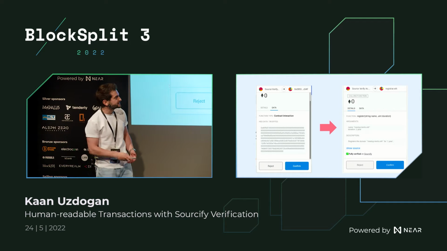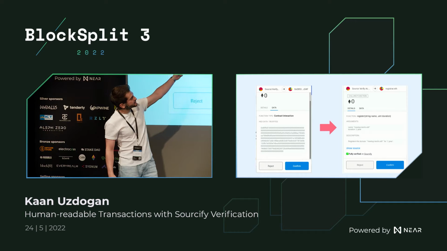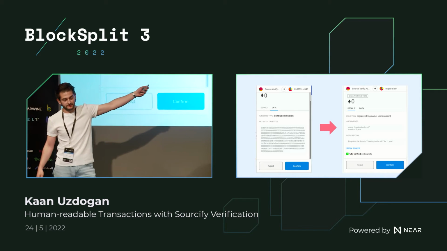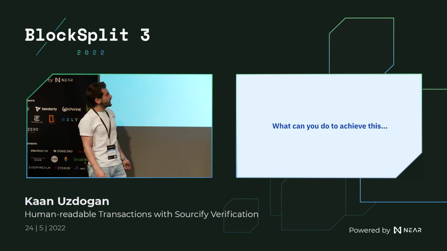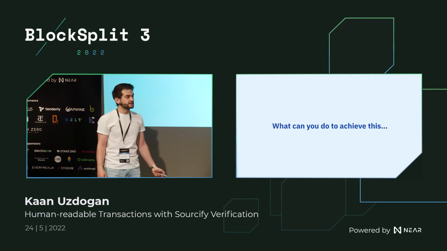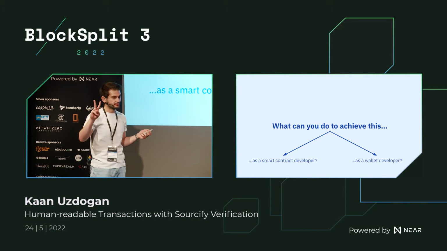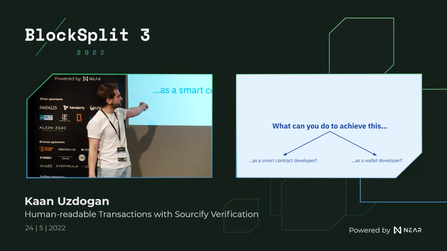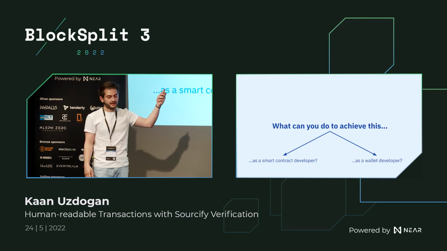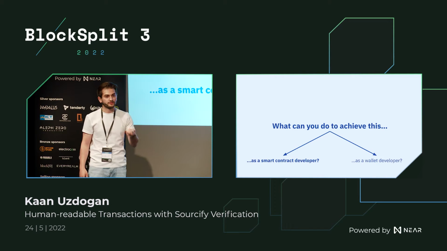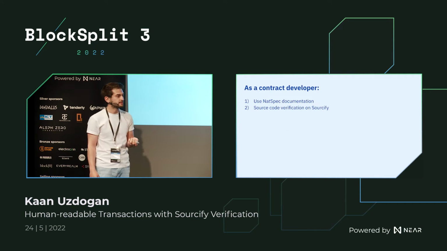So what we want to achieve is to go from this to something more human-friendly, something that hopefully will look like this. And how can we do this? What can we do to achieve this? There are two sides of the problem. First, the things you can do as a smart contract developer, as well as things you can do as a wallet developer. So let's dive into what you can do as a smart contract developer.